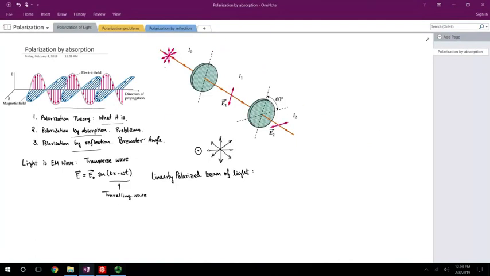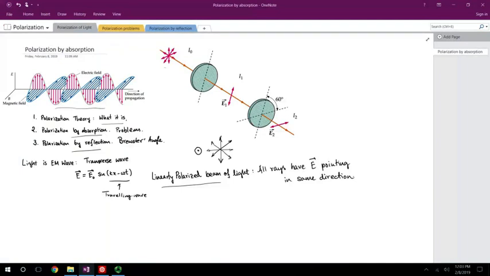So we will call a beam of light linearly polarized if all the rays in that beam have electric fields pointing in the same direction. Right, so all rays have the E field pointing in the same direction. Right, so that will be linearly polarized light.